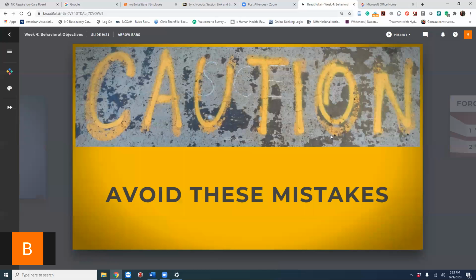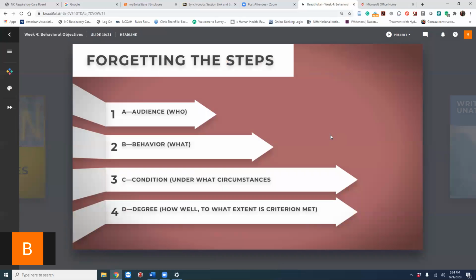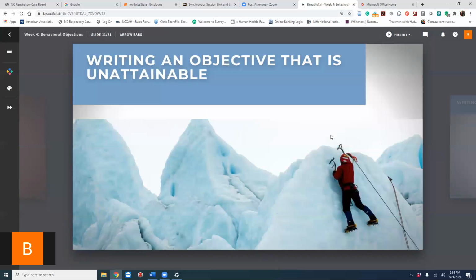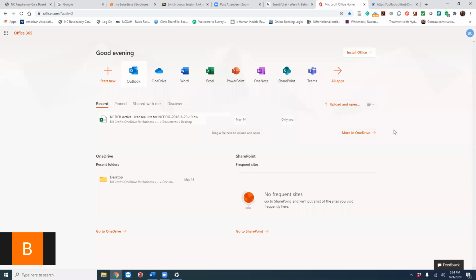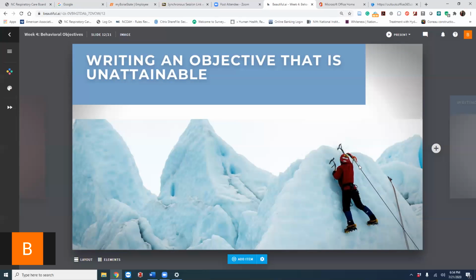So here are the mistakes you should avoid. Number one, forgetting the steps. Number two, writing an objective that is unattainable. And this is something I was going to see if I could find. I had all these great objectives that were sent to me via our continuing education system, and I just wanted to share some of them with you, because I think they're important to look at, and I want you to evaluate them. I'm going to wait until that comes up real quick. So we're going to look at those objectives in just a minute.